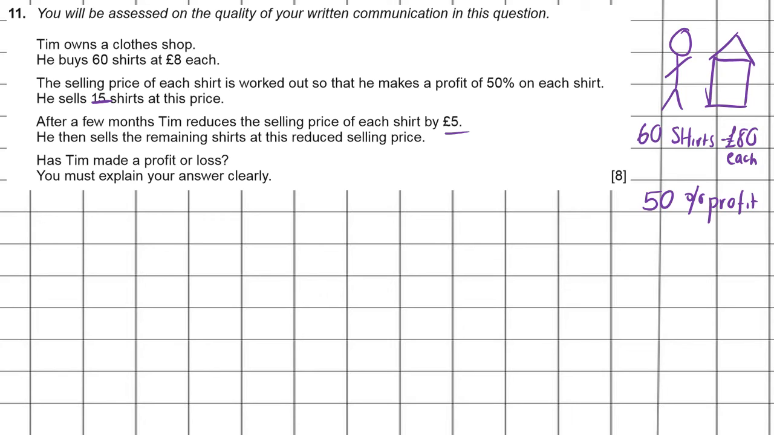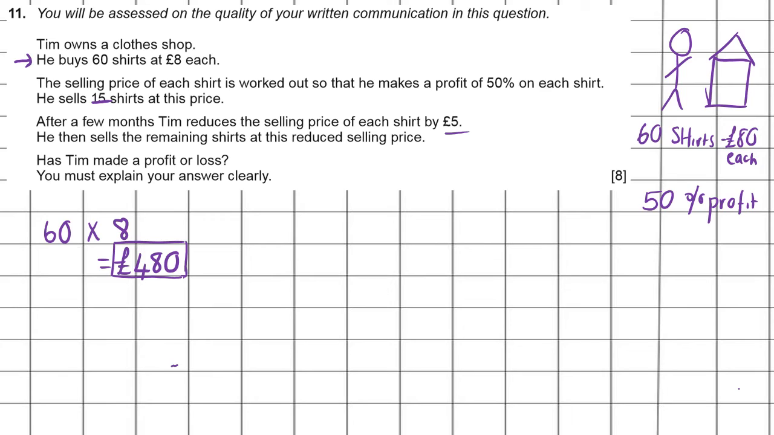Okay, so let's see how much. So let's start with point 1. He buys 60 shirts at £8 each. So therefore, that's 60 times 8. That would give us £480. So that's how much he has to make more than £480 to make a profit, basically.